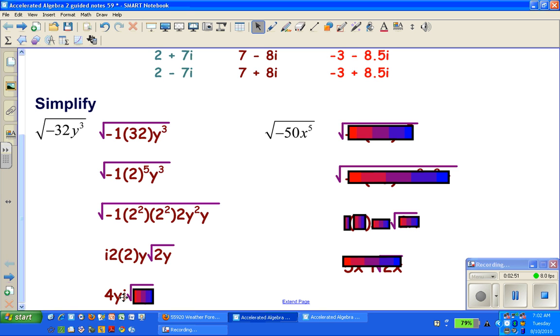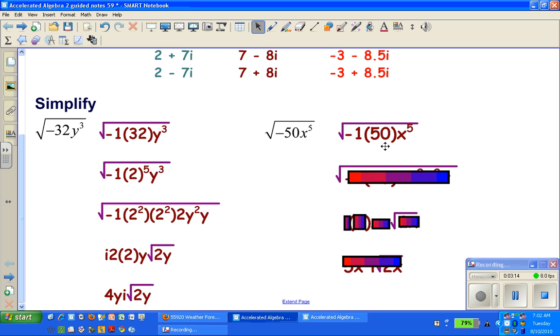Typically, the i goes at the end. Does it have to? No, because it's multiplication. You can multiply in any order you want, but it's kind of standard practice to put the i at the end. But I don't like to put it after the root because if you're a sloppy writer, sometimes it'll look like the i is inside the root instead of after the root. So I put it at the end of what's in front. Same idea over here.